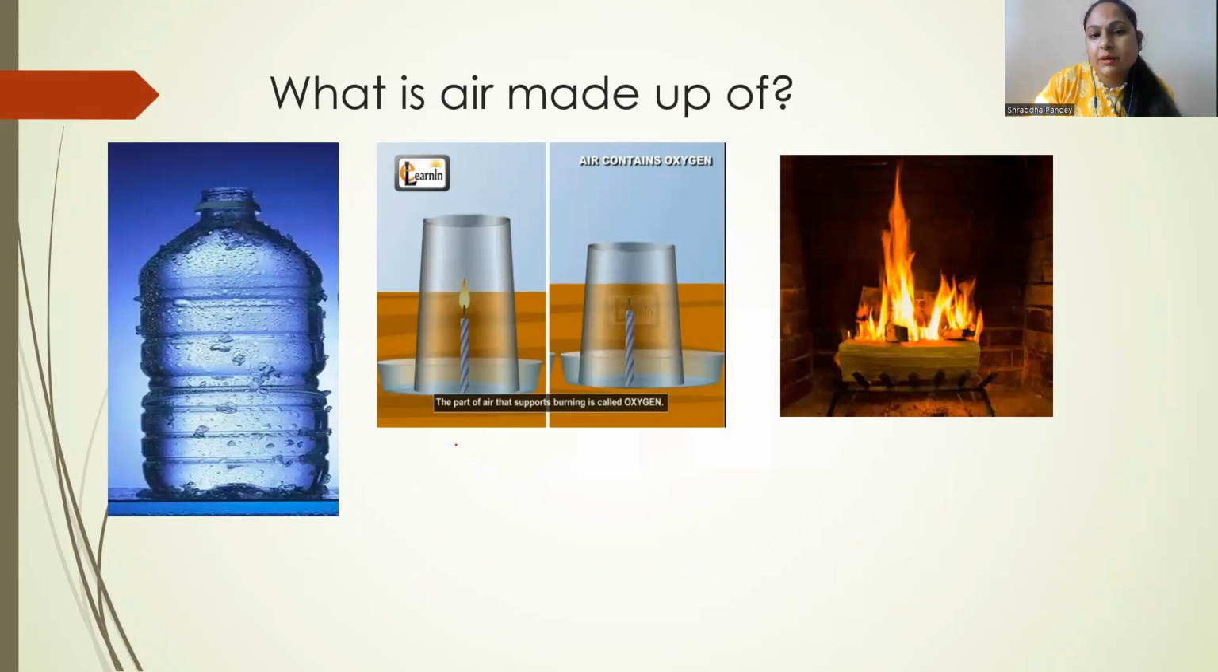So we know the combustion process. Combustion is what? It is burning in the presence of oxygen. Anything which burns in the presence of oxygen is called combustion. So here let's do an activity. Take two candles, and light both the candles. Now one candle, cover it with a glass tumbler. The other candle you keep as it is.